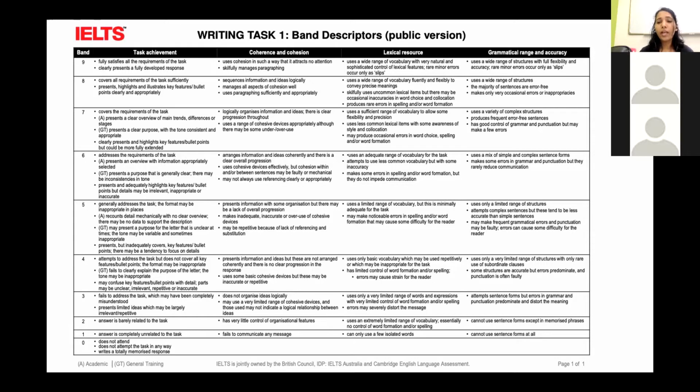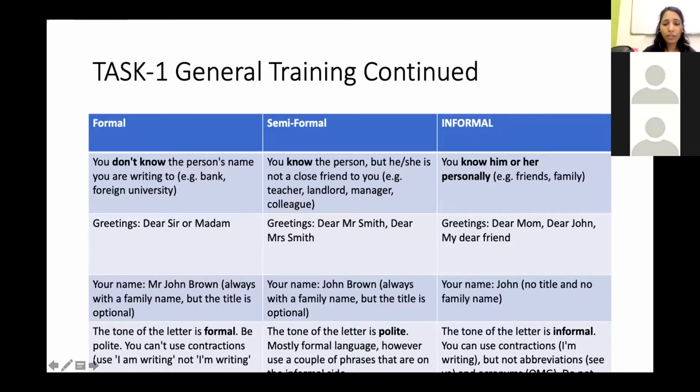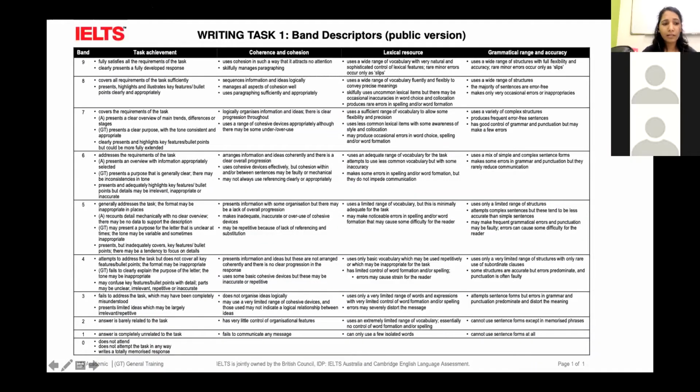And then it's okay if you make a few errors in grammar and punctuation, but if you're still able to communicate effectively in your letter, then that will be ignored to some extent. I hope I'm being clear. Are there any doubts that you would like to ask? Anything that you would like me to clarify? So this is for band 7 and above. This is your basic requirement for a 7 band student.